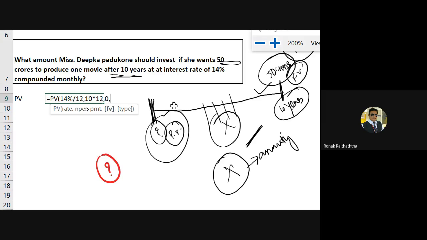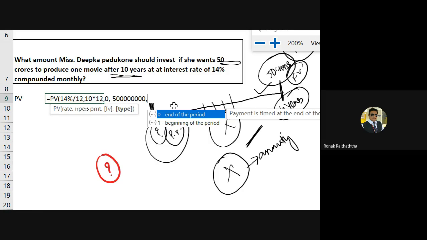because 50 crores of rupees would be received in 10 years. So I'm writing 50 crores. Must be in minus. 1, 2, 3, 4, 5, 6, 7, 8. Please do not make any mistake in writing the minuses, otherwise you may get the wrong answer.